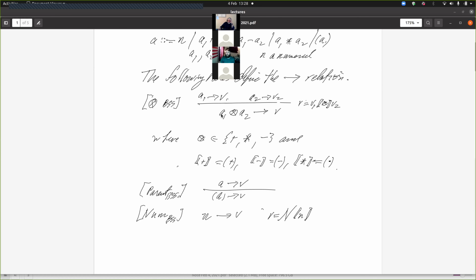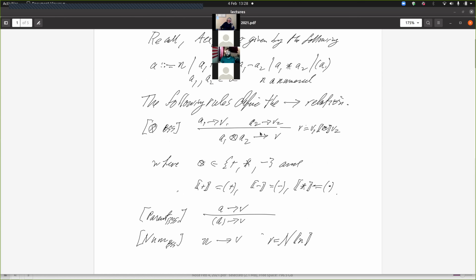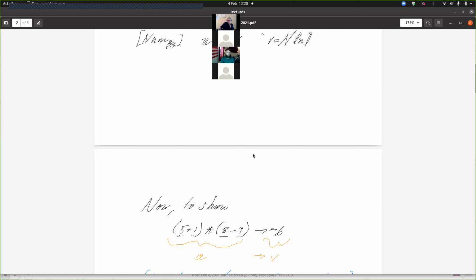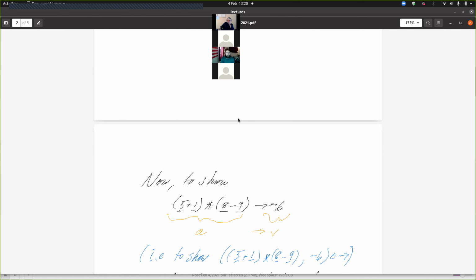So, okay, it looks like something's going on here. There's some kind of tree structure that we're building. And these are the proof rules. What we're going to do is use the proof rules to build derivations that show that, in fact, some concrete formula.